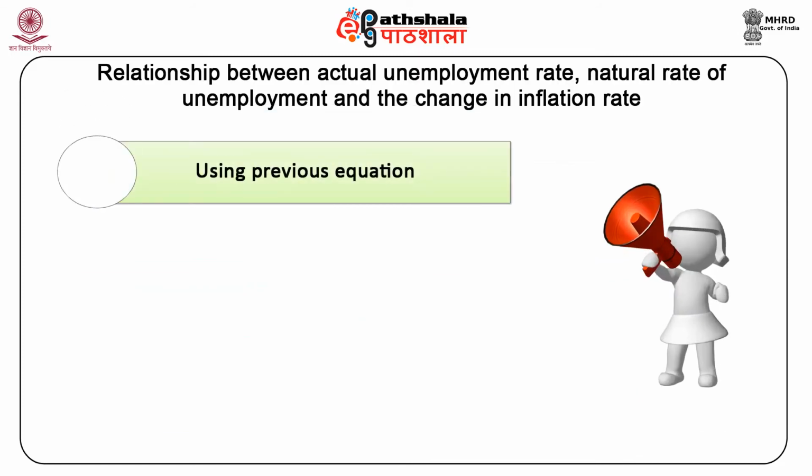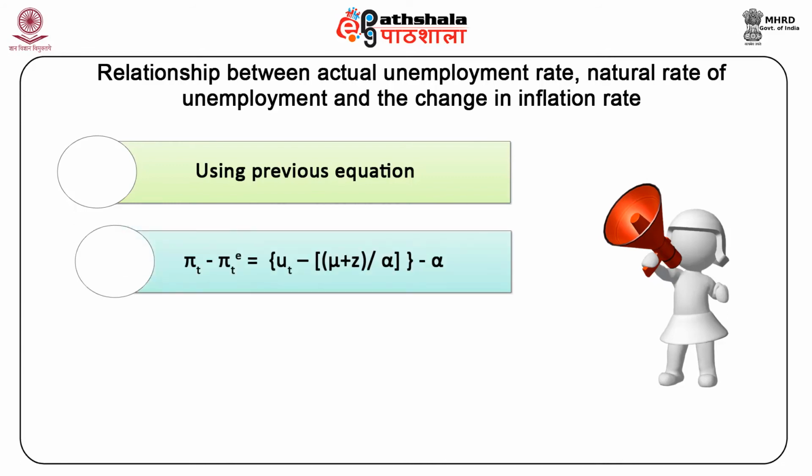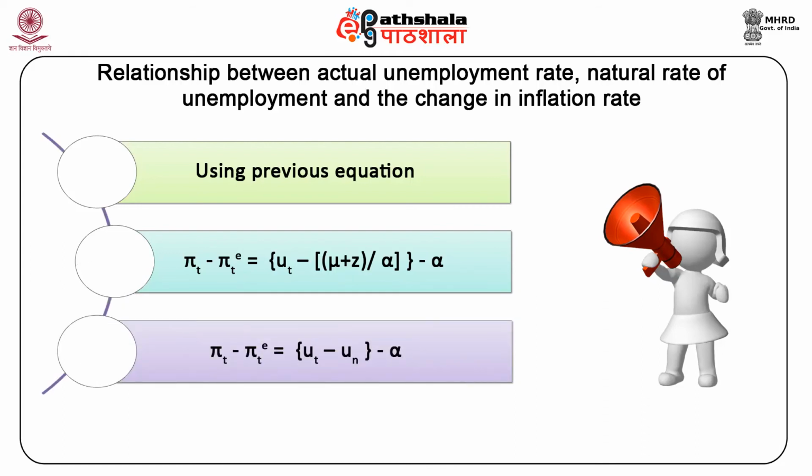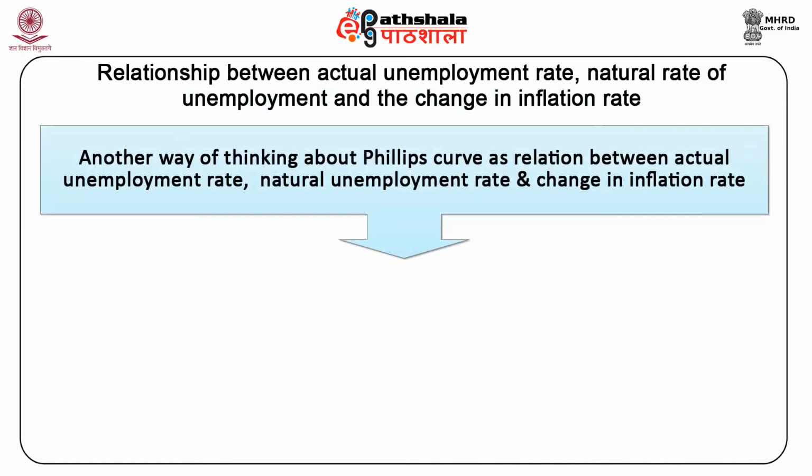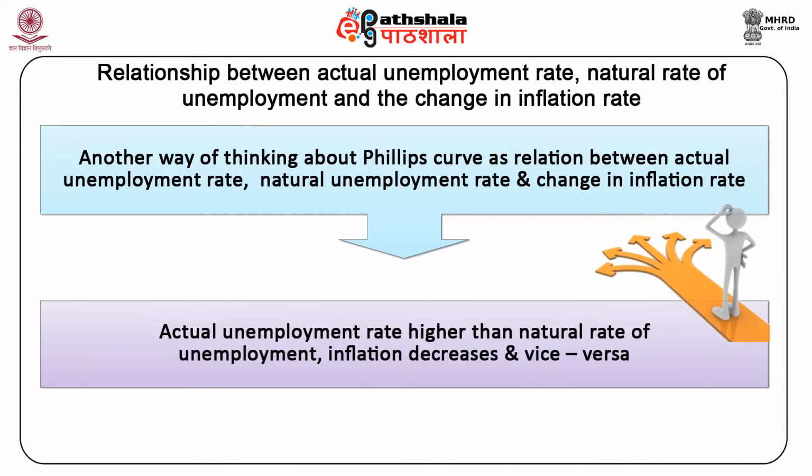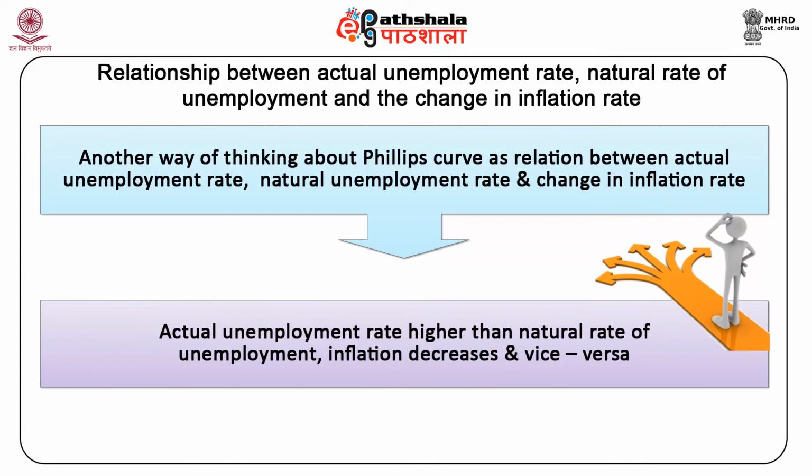Using the previous equation, inflation in time t minus expected inflation in time t is equal to minus alpha times ut minus (mu plus z) upon alpha. Therefore, we get inflation in time t minus expected inflation in time t is equal to minus alpha times (ut minus un). This gives us another way of thinking about the Phillips curve as a relation between the actual unemployment rate, the natural unemployment rate, and the change in the inflation rate. When the actual unemployment rate is higher than the natural rate of unemployment, the inflation decreases and vice versa.